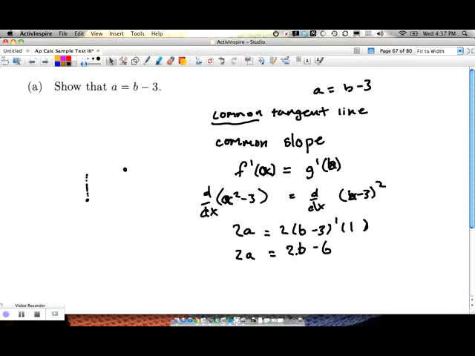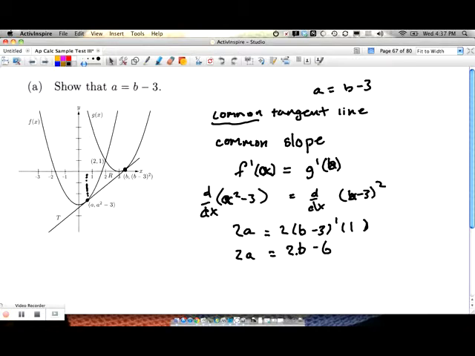So then if I divide all of this by 2 here, that's going to give me a equals b minus 3. It's kind of a clever way of showing that, because I know the slopes are in common. So if I plug a into f prime and b into g prime, that should give me each of these values here. And that gives me that a is b minus 3. So then I just have to figure out what those 2 points a and b are. So let's go about trying to do that now.